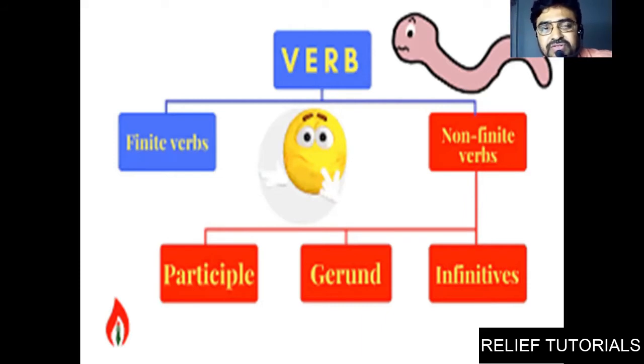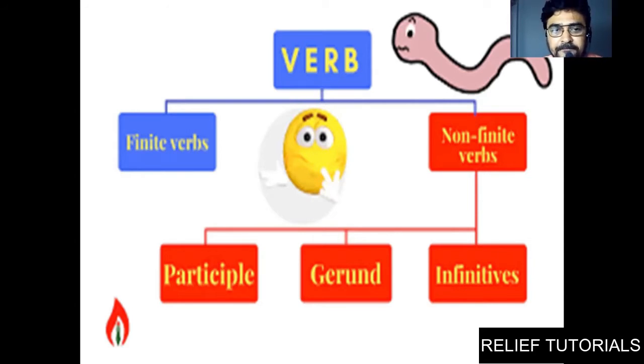Our main concern is non-finite verbs. When you studied tenses along with voices, we went through the finite verbs. So that blue part is already over. Now we are concerned with the red part, that is non-finite verbs. So let's have a glimpse or surface idea, and then we'll go for detail.